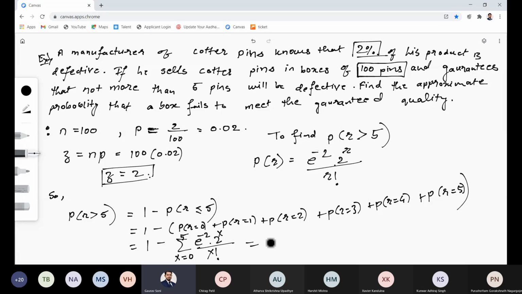So in this, e to the power minus 2 is a constant. So a constant I can always take outside the summation. e to the power minus 2, summation 2 raised to x upon x factorial, x is running from 0 to 5. So this will be easier for you to enter in your calc. Please try to enter the summation in your calc and tell me the final answer.